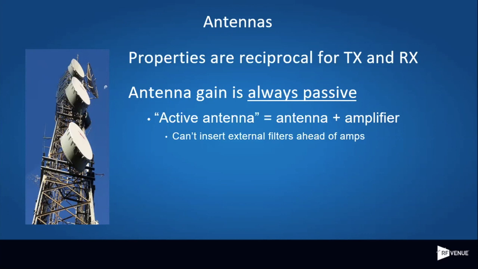It's also important to make the distinction that active antennas in pro audio products are actually a system of two distinct components. It's an antenna and it's an amplifier. And the reason that sometimes we won't choose an active antenna is because we can't insert external filters or attenuation between the antenna and the amp. They're permanently connected together. And between the antenna and the amp is where those filters and attenuation do the most good. And we're going to expand on that a bit as well.